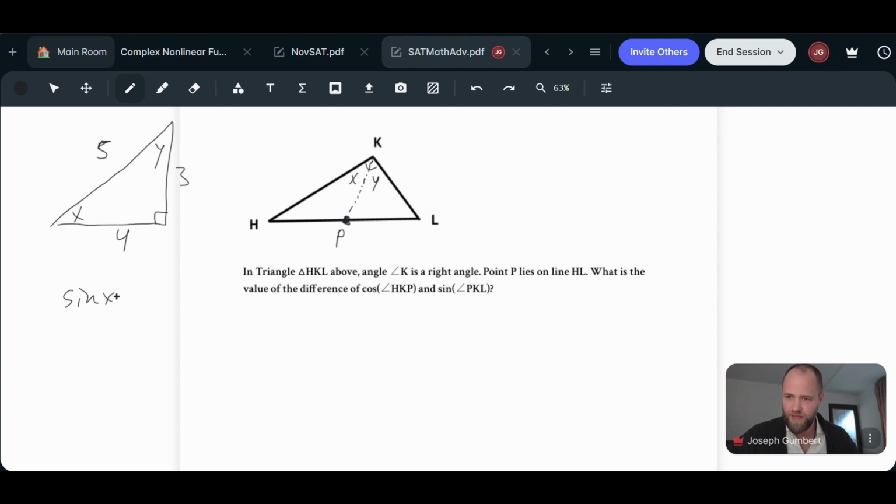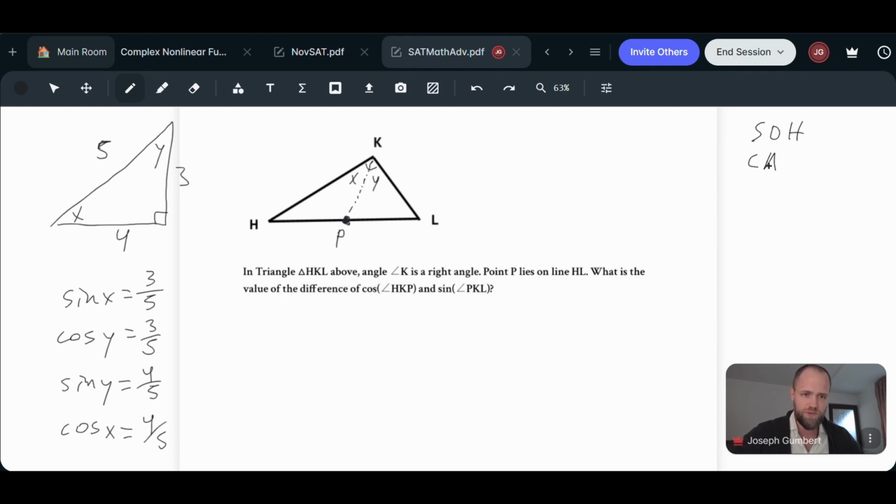Let's say the sine of x in this case is equal to 3/5. The cosine of y is also equal to 3/5, right? That's because the sine of x is the opposite over the hypotenuse, and the cosine of y is the adjacent over the hypotenuse. So you can see how these are equal to each other. Similarly, the sine of y is equal to 4/5, because again, sine is opposite over hypotenuse. The cosine of x is then also equal to 4/5, because cosine is adjacent over hypotenuse, right? And if you weren't sure about the adjacents or the opposites, I would recommend looking up SOHCAHTOA.